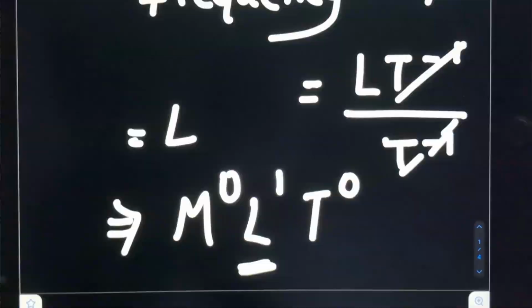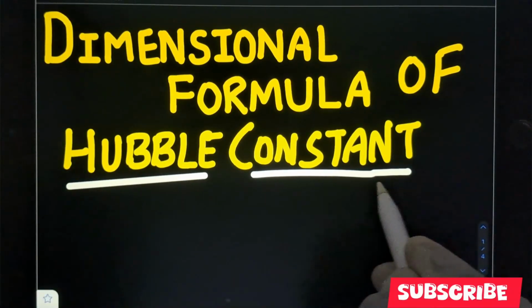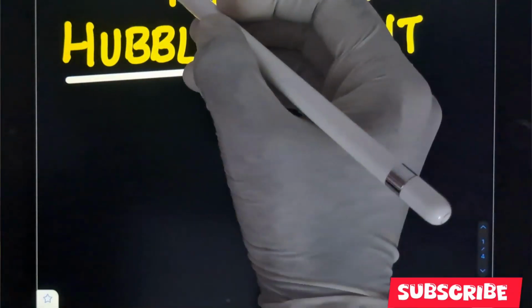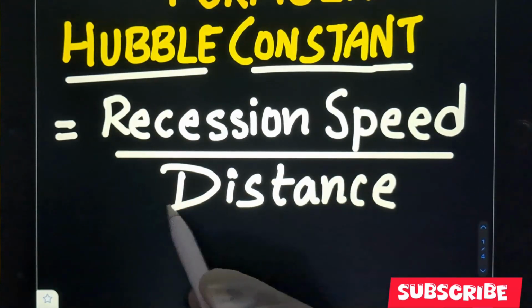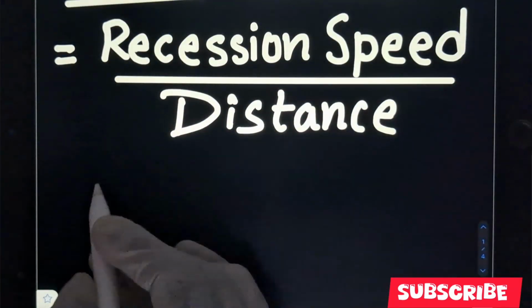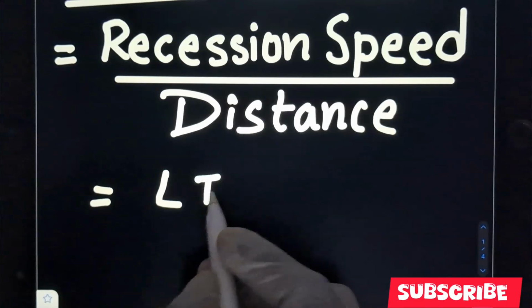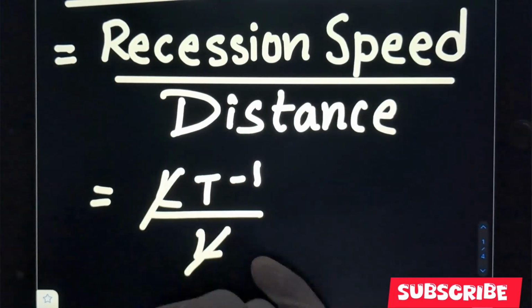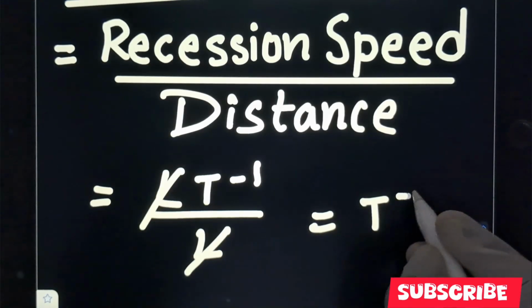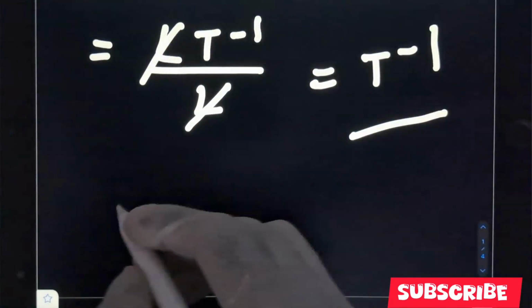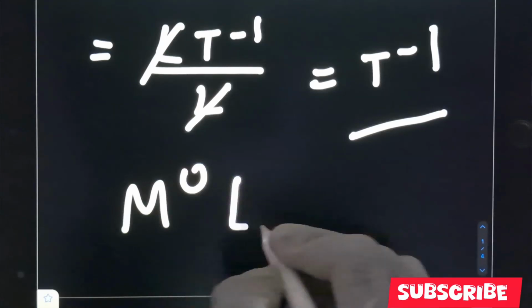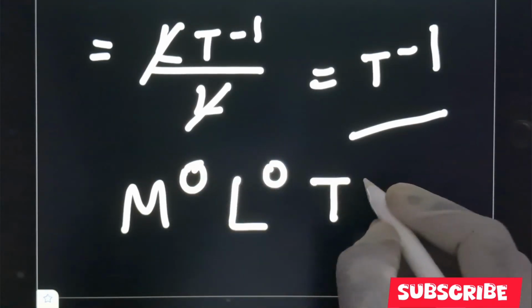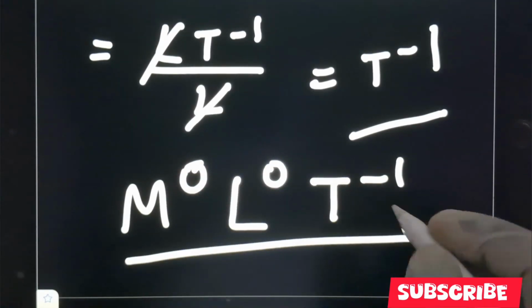Thank you. To find the dimensional formula of the Hubble constant. Here the formula is recession speed by distance. The dimensional formula of speed is L power 1 T power minus 1, by distance L. So L gets cancelled here, we get T power minus 1, T inverse. So M power 0, L power 0, T power minus 1 is the Hubble constant dimensional formula.